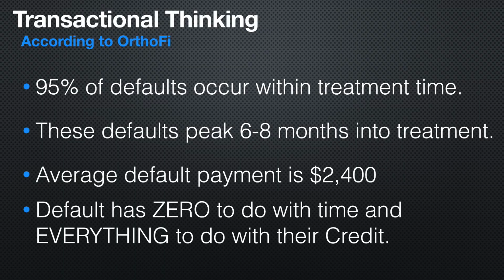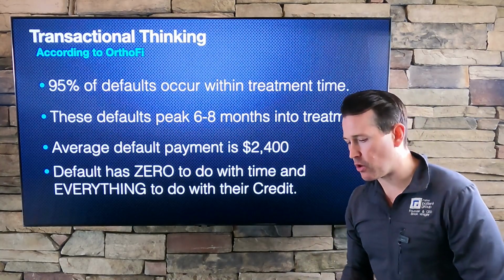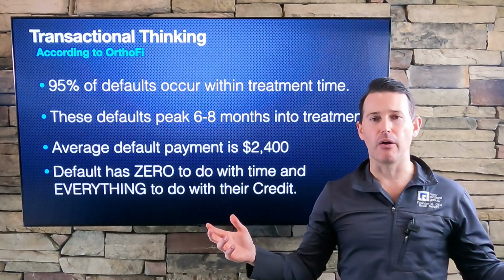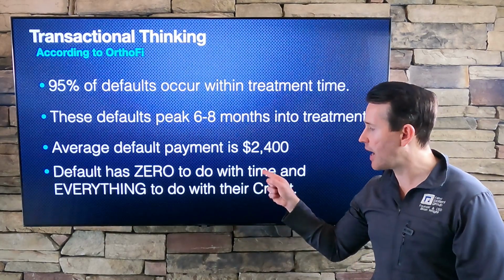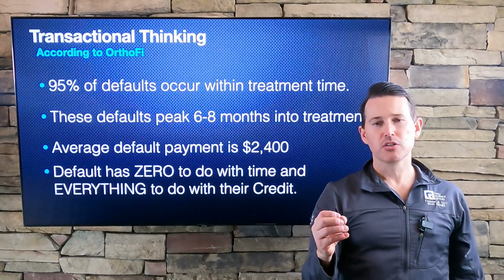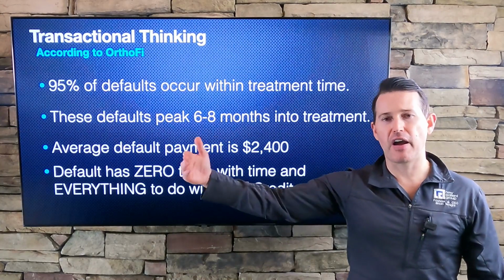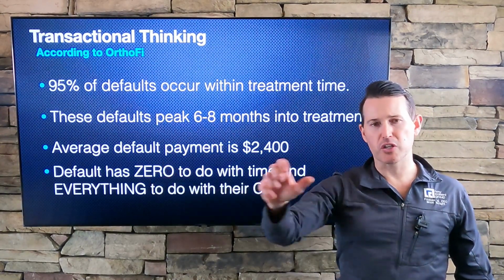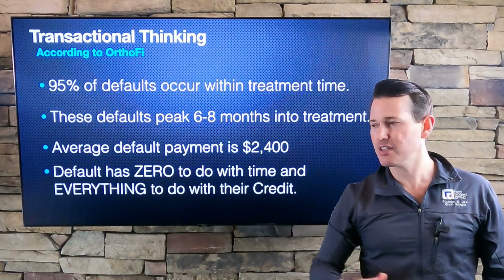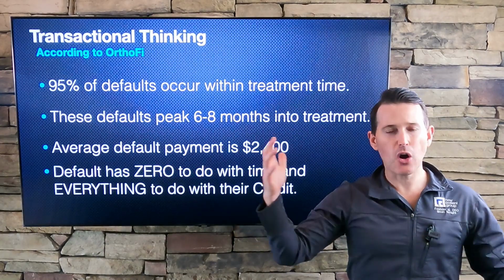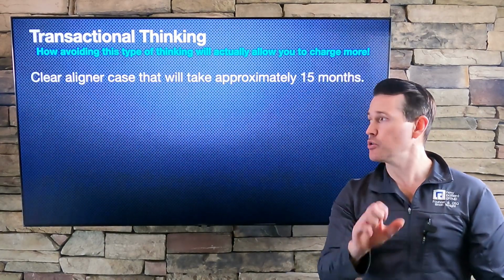The other one is default has zero to do with time and everything to do with their credit, okay? And you can't be doing hard credit pulls on everybody in there, but it comes back to time has nothing to do with it. So if they need 3, 4, 5, 6 more months than what you expect them to be in treatment for, give it to them. It's okay, because that's how you can be more expensive.